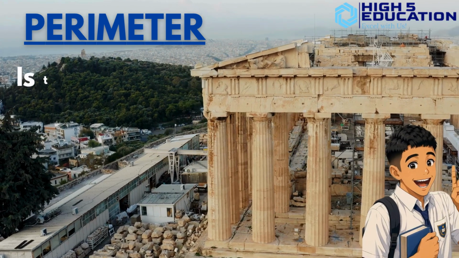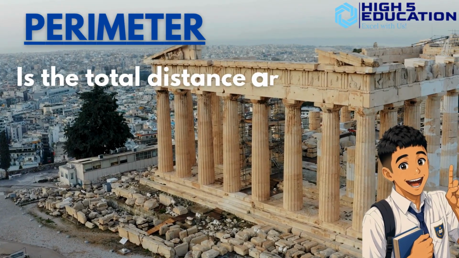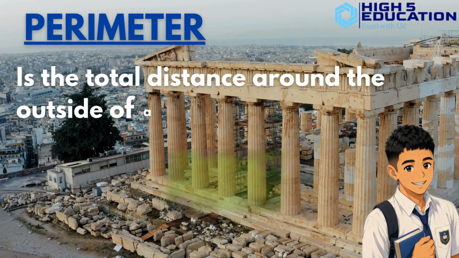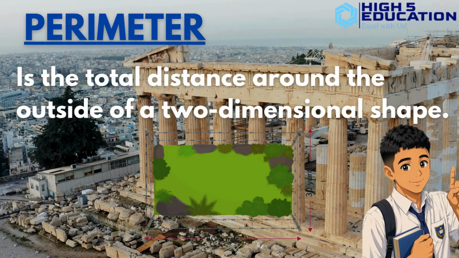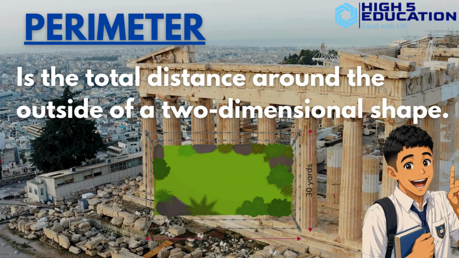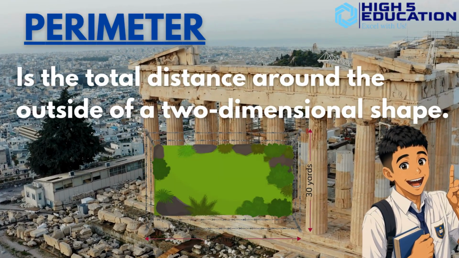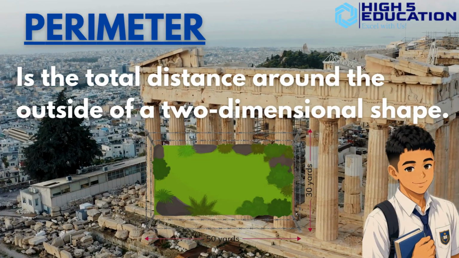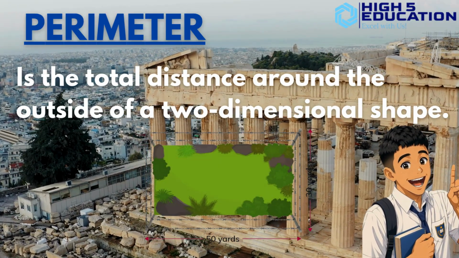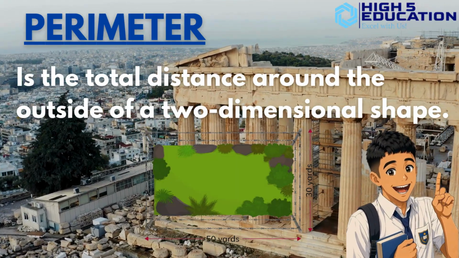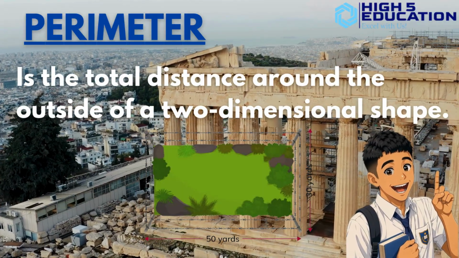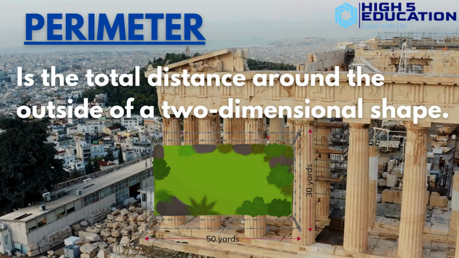Perimeter is the total distance around the outside of a two-dimensional shape. Here's an easy way to remember it. Think of a fence surrounding a garden. The fence goes all the way around the garden, just like the perimeter goes all the way around a shape. So, when we find the perimeter, we add the lengths of all the sides together. Remember, perimeter means measuring around a shape. Let's try some examples and see how we can find the perimeter of different shapes.